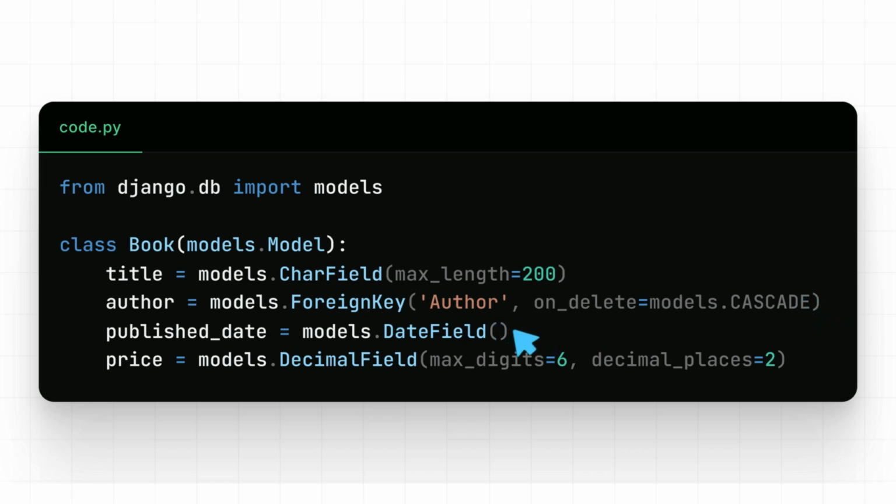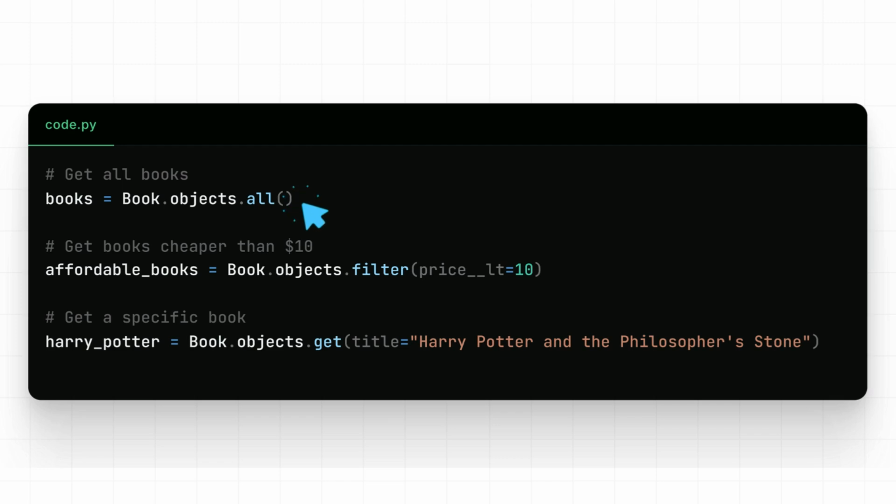Published date stores the date the book was published, and price is a decimal field that can store numbers with up to 6 digits total, 2 of which are after the decimal point. In the first line, we retrieve all books from the database. Behind the scenes, Django creates a SQL query that says, select all from books.